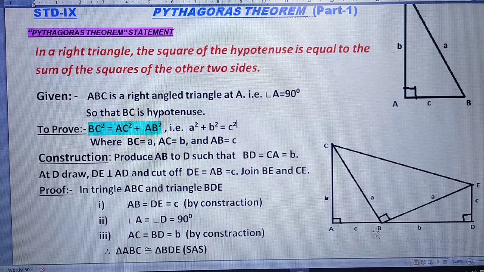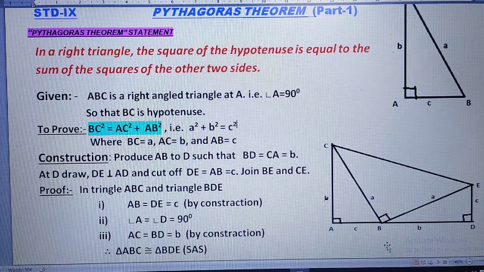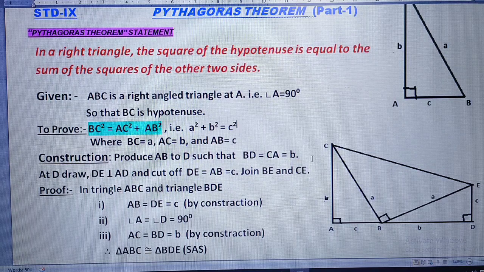See this figure: AB is produced to D such that BD length is equal to AC length, which is equal to small b. At point D, draw a perpendicular, DE perpendicular to AD, and cut off DE equal to AB length, which is equal to small c. Then join BE and CE. Now look at the figure, that is the whole figure: ABC triangle, BD produced and DE perpendicular. So finally this figure looks like a trapezium shape, ADEC.